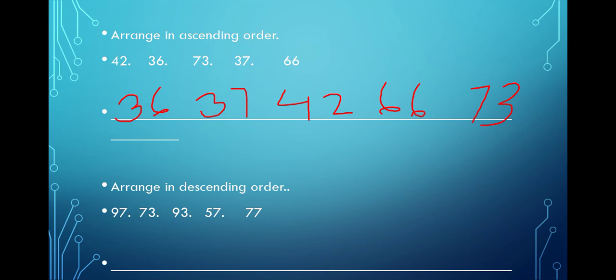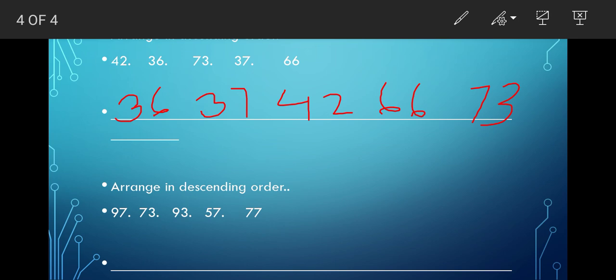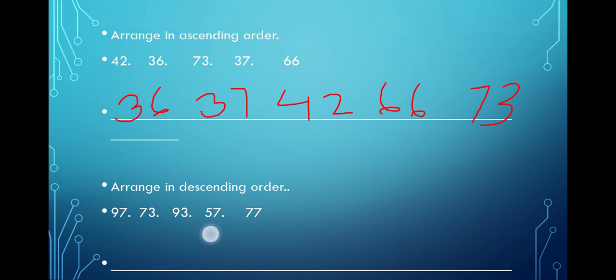Now the next question is arrange in descending order. Okay. One more question is there, that is you have to arrange these numbers in descending order. See, descending order means you have to start arranging the numbers from the biggest number to the smallest number. Here, see, in this question, the tens place it is 9, the second number is 7, the third number is also 9, the fourth one is 5 and the fifth one is 7. So, of course, either 97 or 93, isn't it?